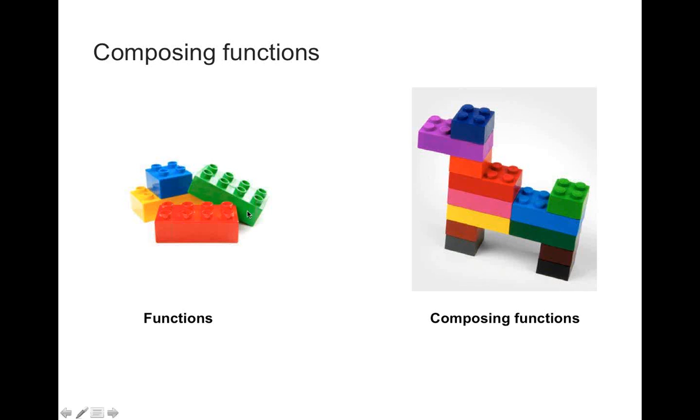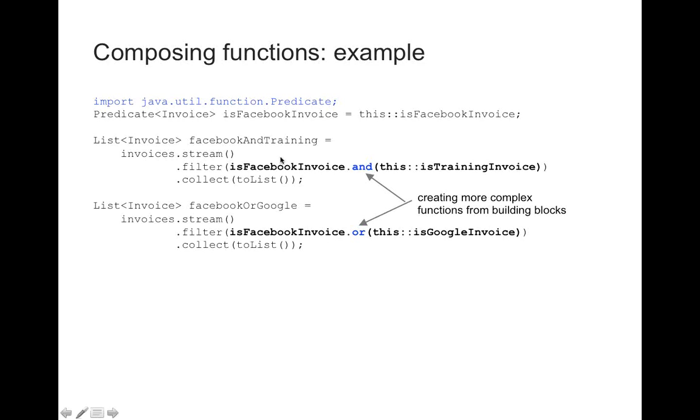Again, this code is written using Java 8 features. So we import the predicate interface, which I introduced in the previous slides. It's available in the java.util.function package. We have a method reference to a method called isFacebookInvoice. We assign that to a variable called isFacebookInvoice. So this will have the type predicate. And then we'd like to filter all the invoices that are both from the customer Facebook and related to training. This code here uses a new API called the Stream API, but that's not very important for now. Let's just worry about this filter method.